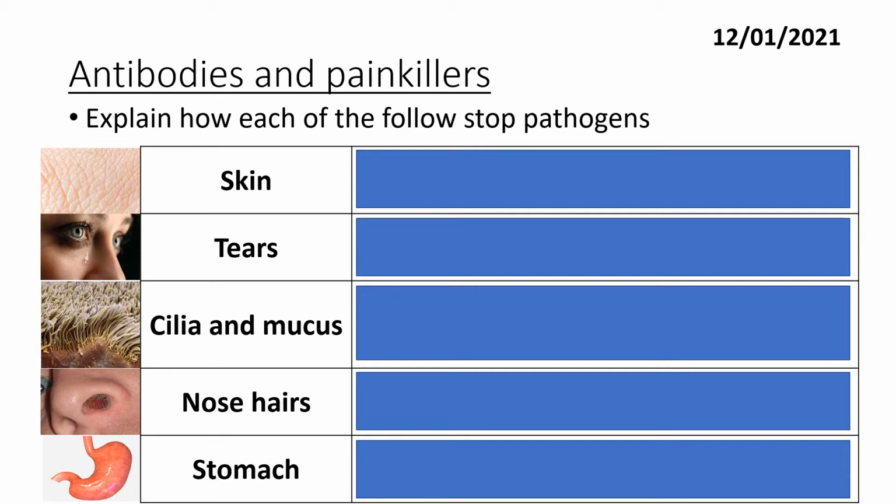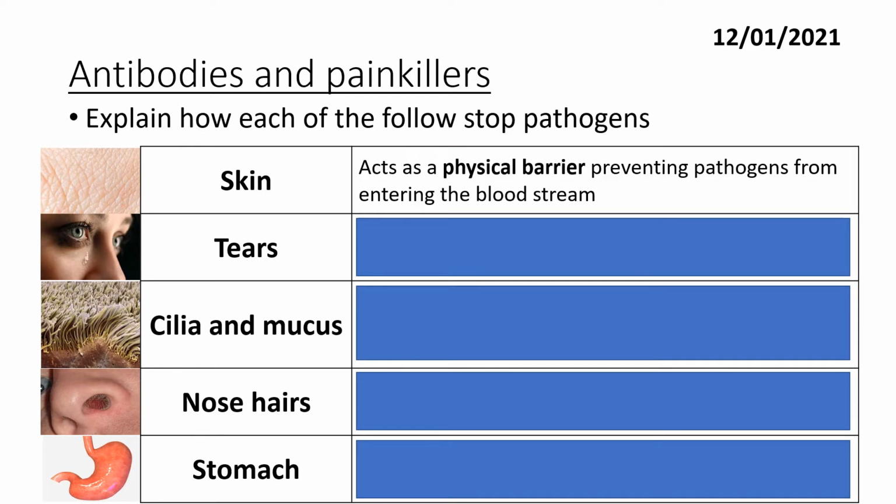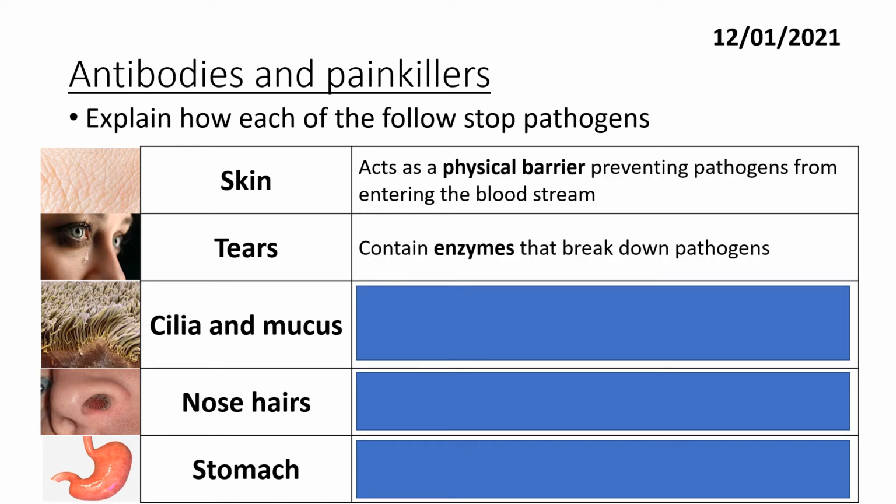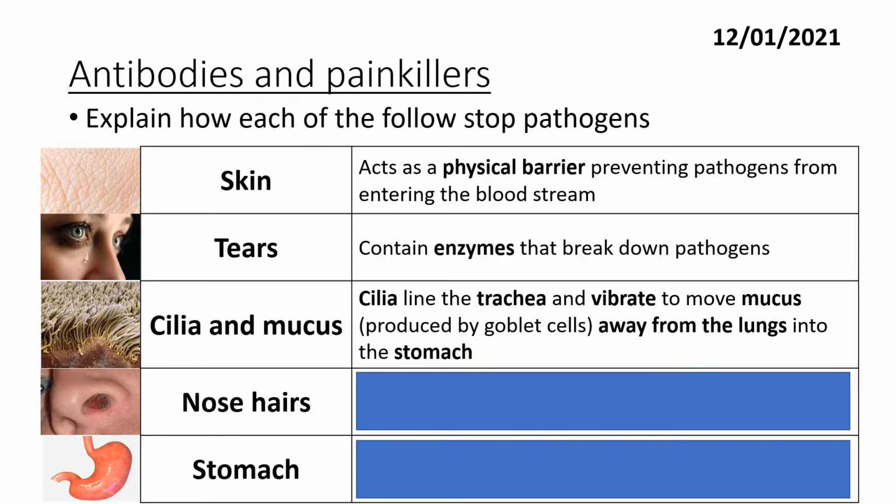So in terms of how each of these different methods works, the skin is a physical barrier, the tears produce enzymes, and the mucus traps pathogens. You can mention the fact that the mucus is produced by what are called goblet cells. But when they've trapped the pathogens, the cilia that line the trachea vibrate and they move that mucus with the trapped pathogens up into the esophagus and down into the stomach for digestion.